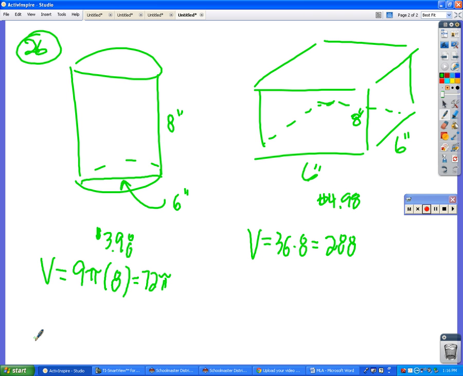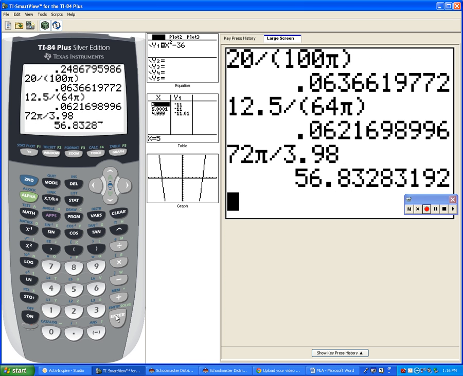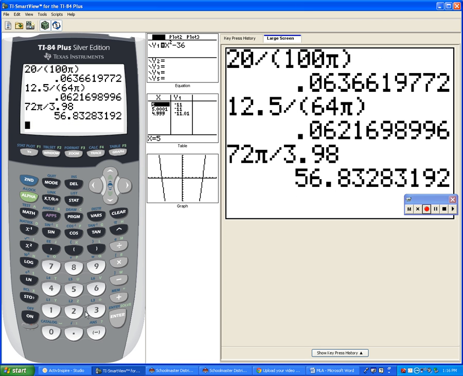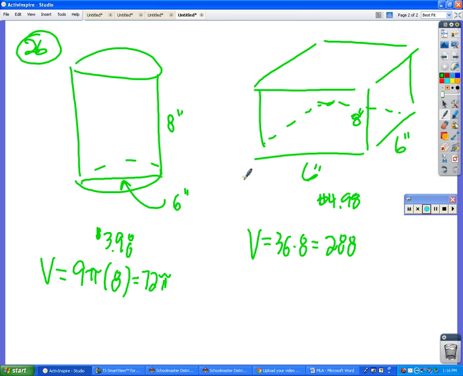So I'm going to go 72 pi divided by, what was the cost of that? $3.98. Okay, and then the other one had a volume of 288. And how much did it cost? $4.98. Okay, so survey says the ice cream in the box was a better deal. Just barely. Not by much.